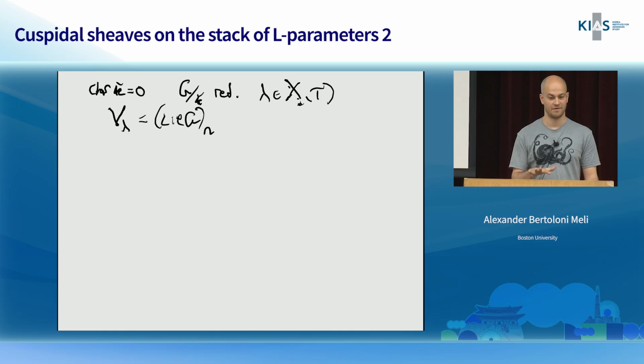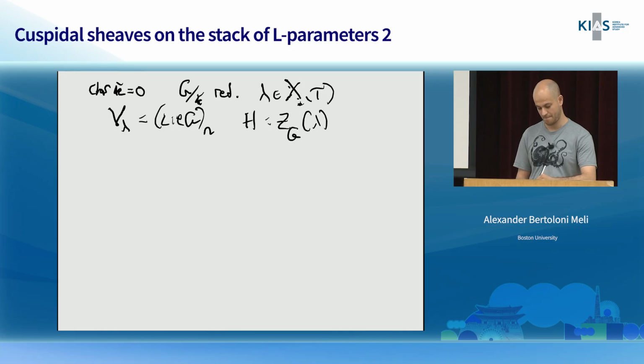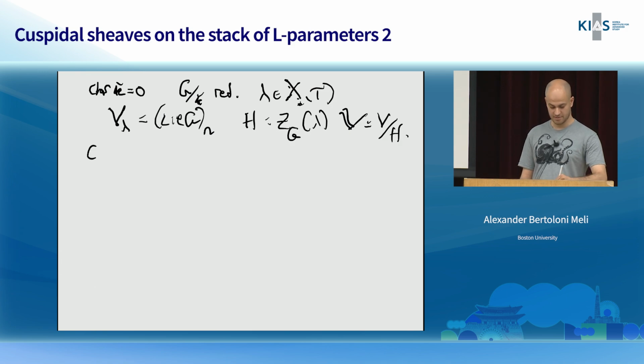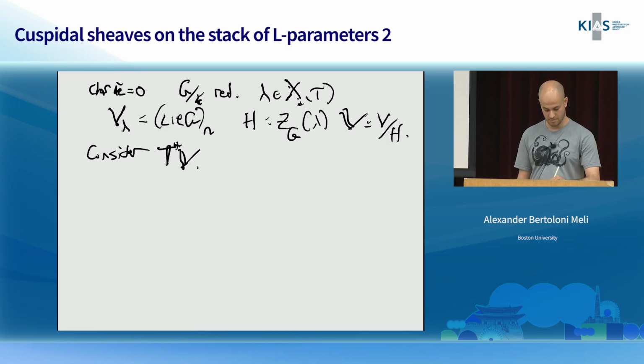By the way, another comment, I'm writing G everywhere, but you should think everything is happening on the spectral side. I'm just omitting all the hats. So this V is just the n-graded piece of the Lie algebra, and this H is just the centralizer in G of lambda. And then this Vogel stack in this case is just V mod H. And what we will be considering is this cotangent stack. I'll probably forget to write the little star there many times.